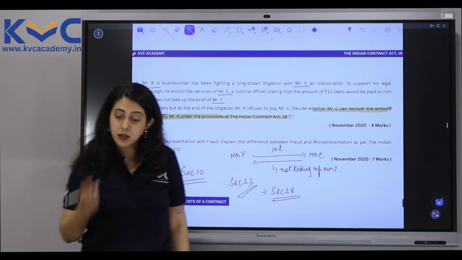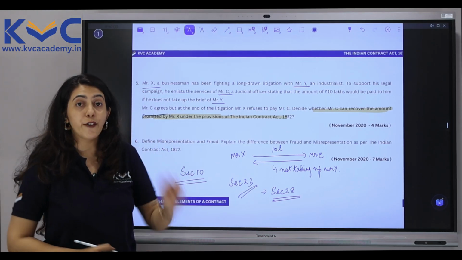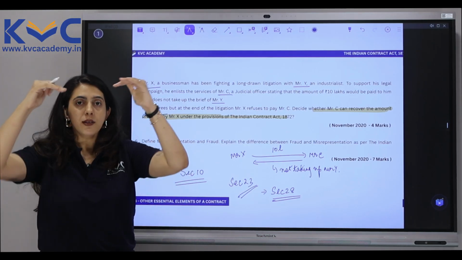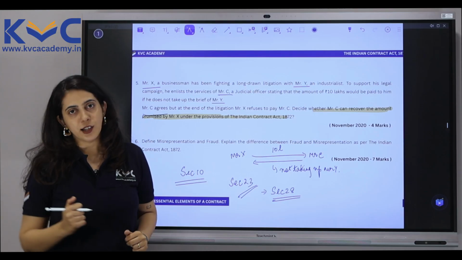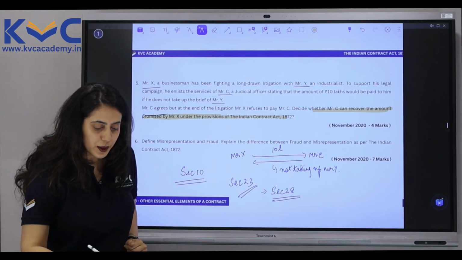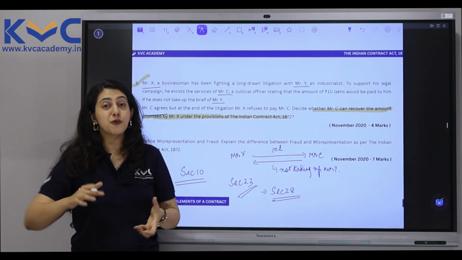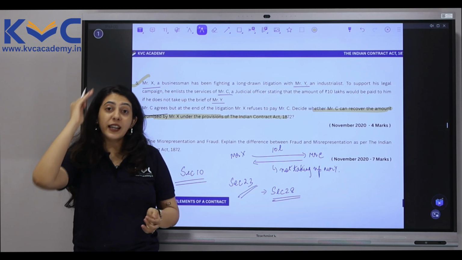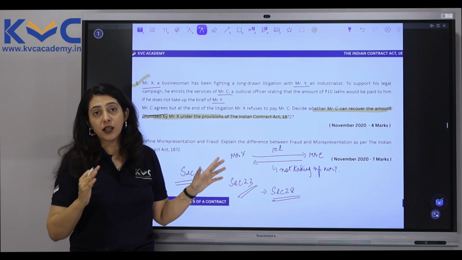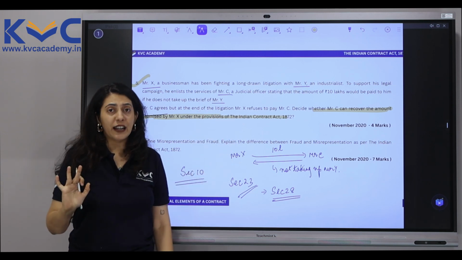This should sum up your answer. This was asked in November 2020 for 4 marks. So, provisions, facts of the case as well as conclusion. Simple question. You just have to be conceptually very thorough to know what exact question is being asked here or what exact provision they are referring to.